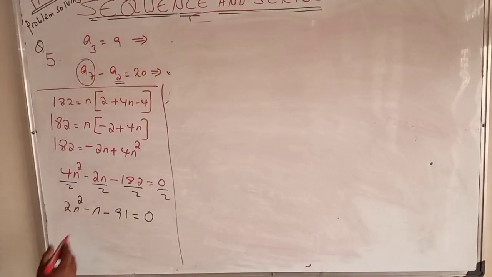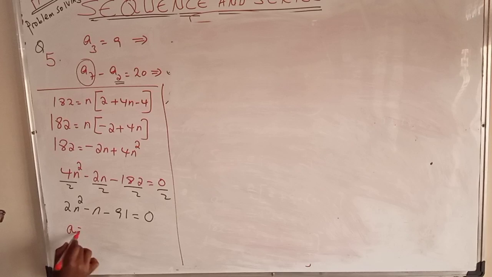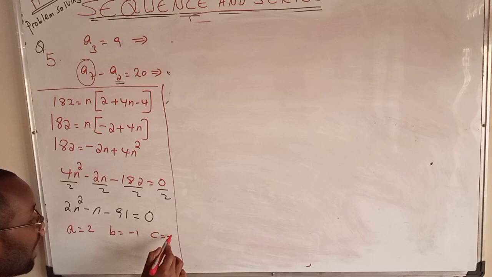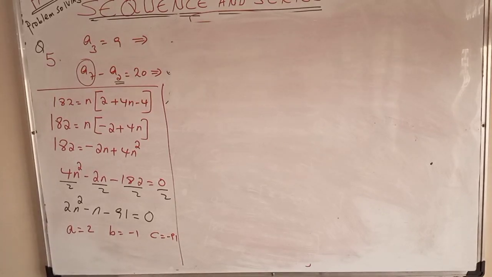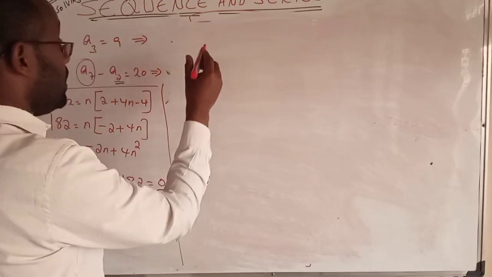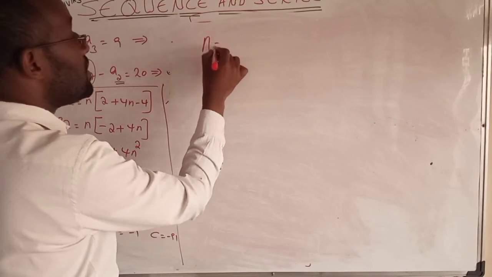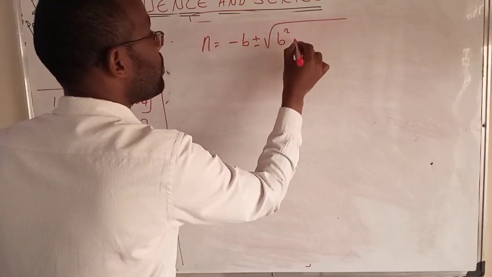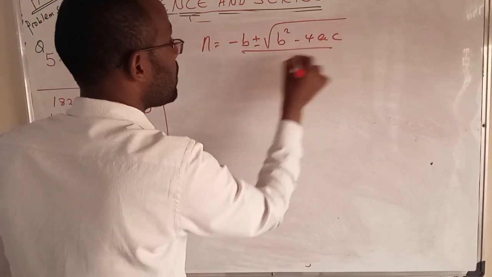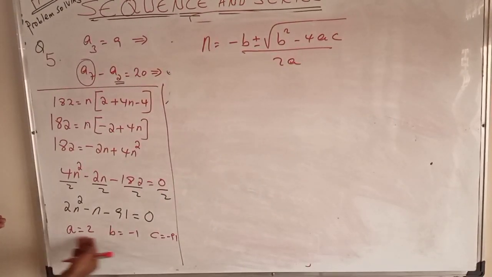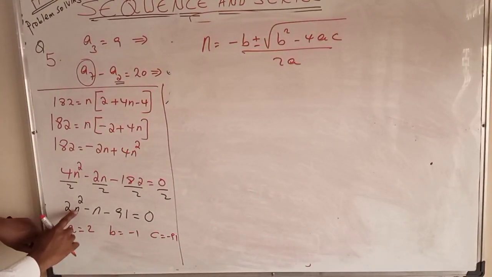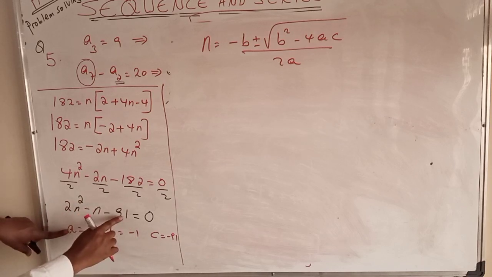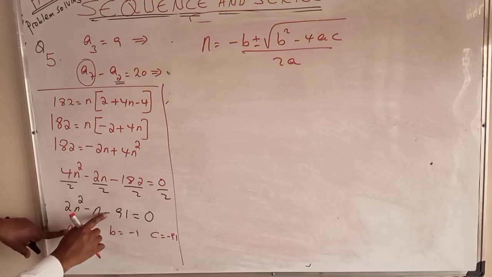Now in this quadratic general formula, our value of a is 2, b is negative 1, and c is negative 91. All right, now here is the formula. n is equal to, I think you remember this formula, minus b plus or minus the square root of b squared minus 4ac, over 2a. So let us substitute these values. Don't forget, a is the coefficient of n squared, which is 2. b is the coefficient of n, which is negative 1. And c is the constant term, which is negative 91.